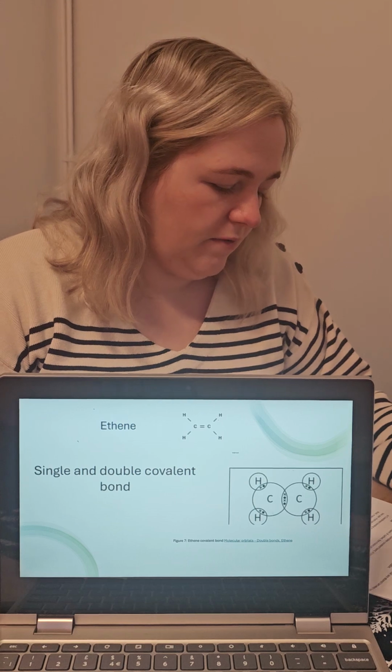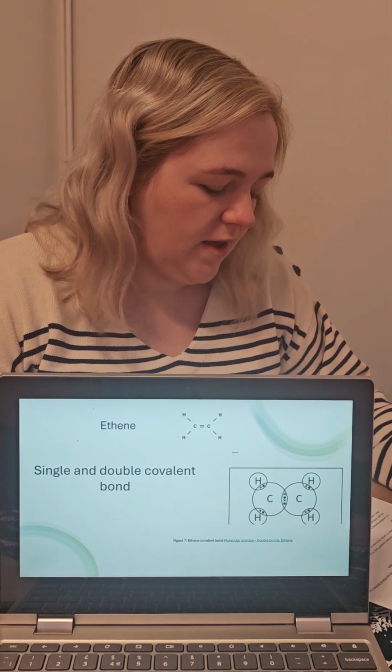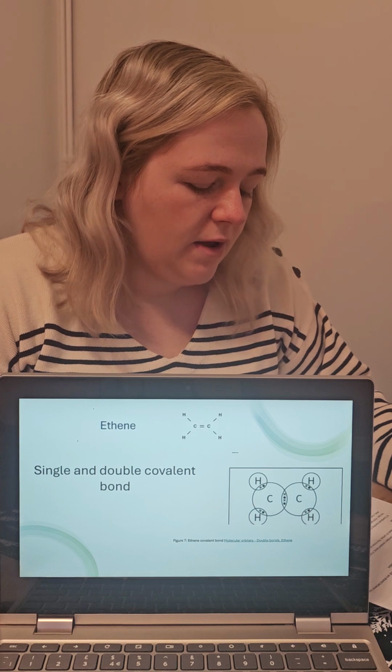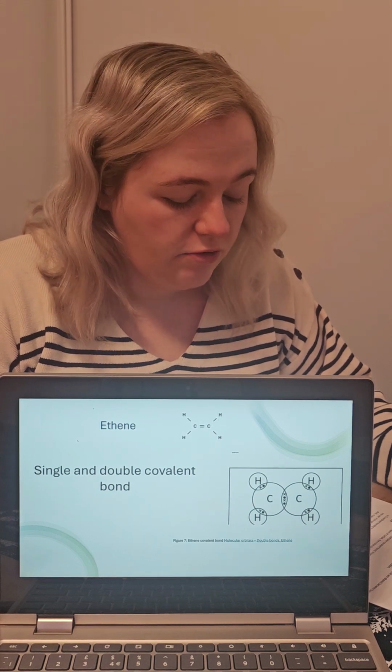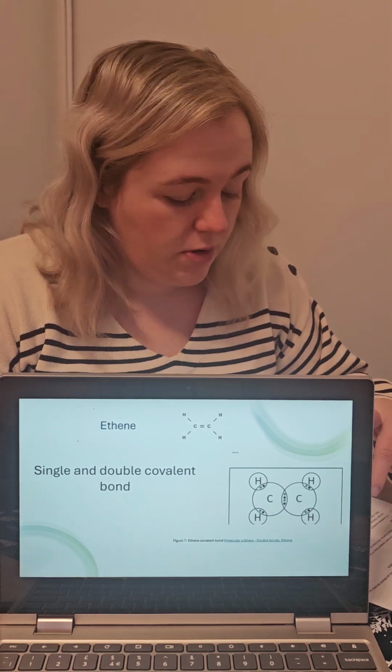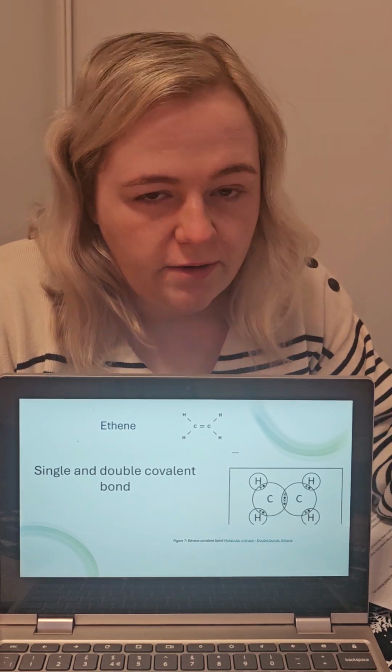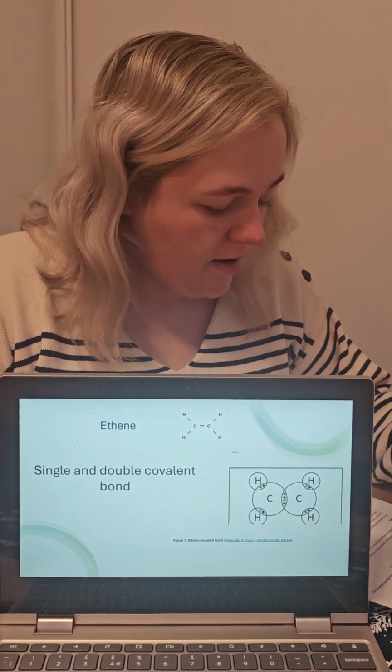So this one's a bit different. So this is covalent bonding of ethane. Ethane is a slightly more complex covalent bond as it has 4 single hydrogen bonds bonded to a double covalent bond of carbon. This molecule is complete though because all of the outer shells are now full.